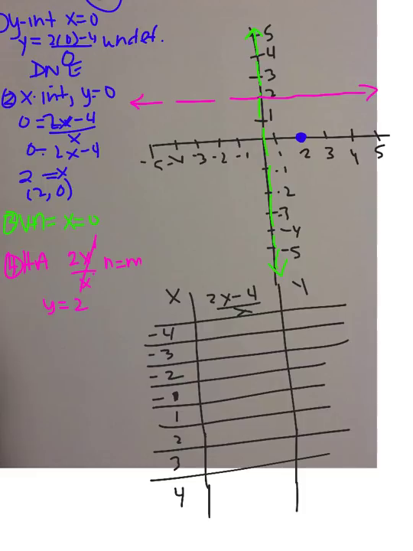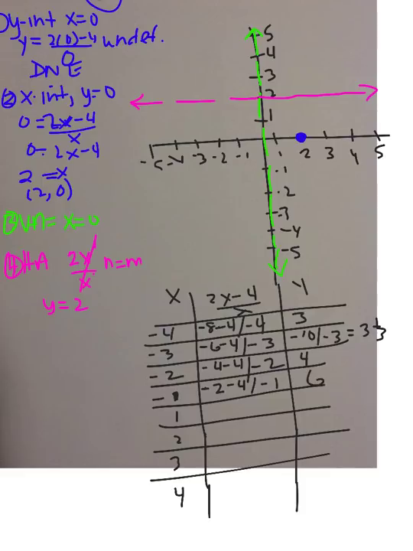All right, so let's plug in the numbers. So I have 2 times -4 is -8, minus 4 over -4. So that's -12 over -4, which is 3. Remember, no calculator for this. So 2 times -3 is -6, minus 4 over -3. So that's -10 over -3, so that's positive 3 1/3. 2 times -2 is -4, minus 4 over -2. So that's -8 over -2, which is 4. 2 times -1 is -2, minus 4 over -1. So that's -6 over -1, which is 6.